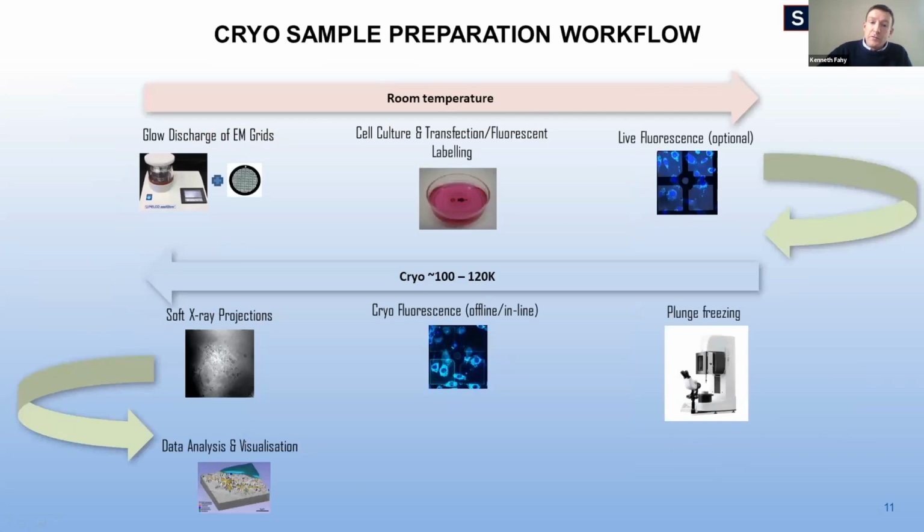So this is just an overview of the workflow. This is now fully in place at SiriusXT. We can prepare live cell culture, plate the cells on grids, do fluorescent screening, and then fully vitrify the sample, with the option of doing offline cryofluorescent screening if we need to do higher magnification screening. But we have, as I mentioned, the inline microscope, which is already very useful. And then, of course, we generate the soft X-ray projections, and we have data analysis and visualization workflows in place as well.